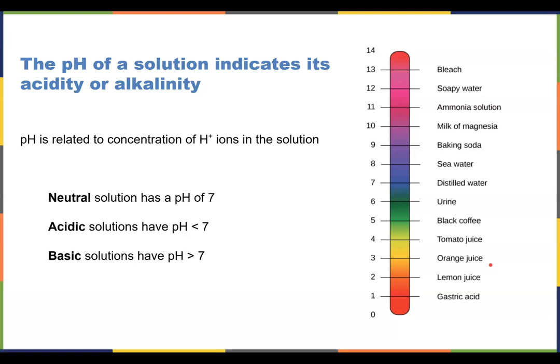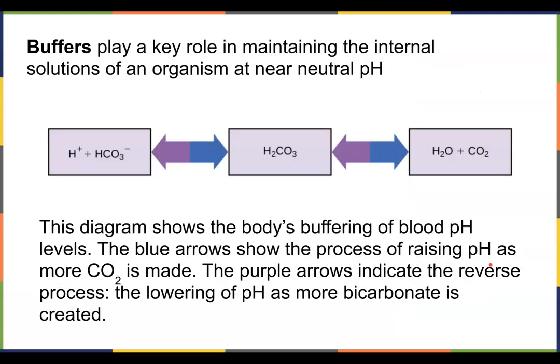And so your body has to react to that by using a buffer system. So buffers play a key role in maintaining internal pH. And so this diagram is just showing you the body's buffering of blood pH levels. So if it gets too low or too high, it's going to drive the reaction in a different direction. So we talked about this earlier with a double arrow. That would be a reversible reaction. So it can go to the right or it can go to the left, just based on what the living body needs.